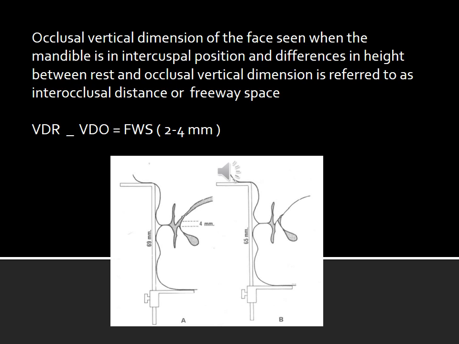So the vertical dimension at rest is higher than the vertical dimension at occlusion by the freeway space. So the freeway space is the difference. If you add the freeway space to the vertical dimension at occlusion, you will have the vertical dimension at rest. These vertical dimensions are very important when we do the bite registration for the patient, because we have to provide the patient with a freeway space. This space is very important for speech and for function.